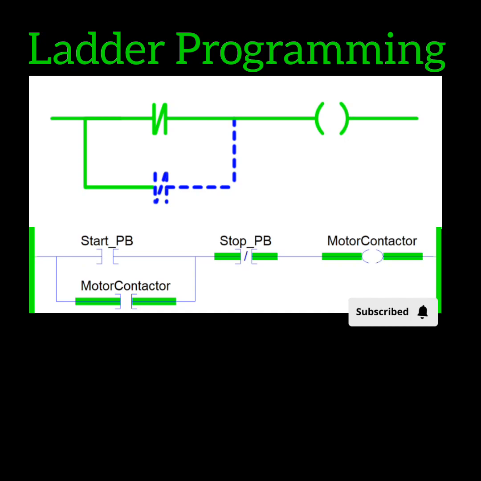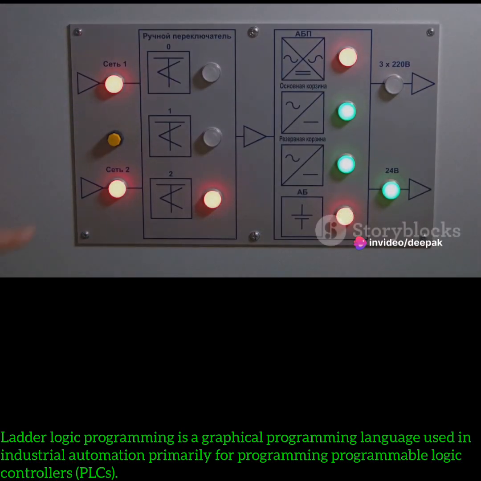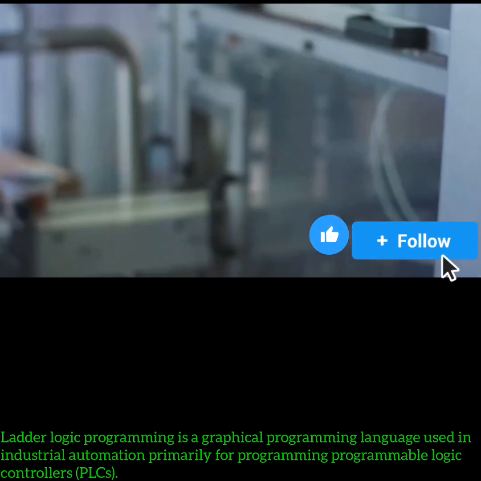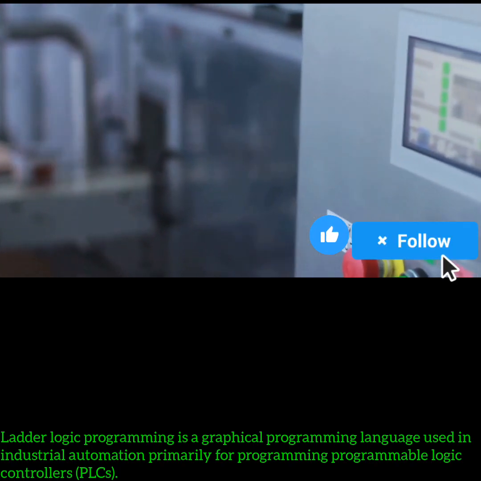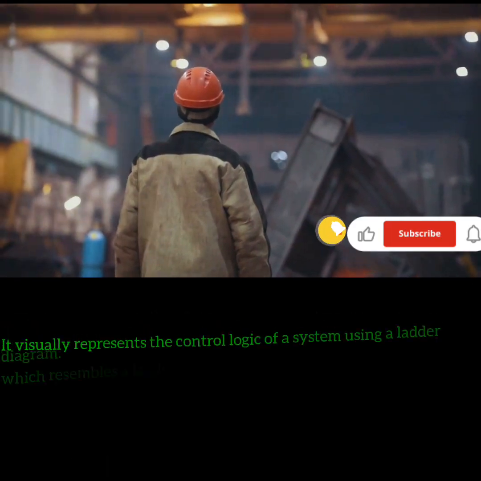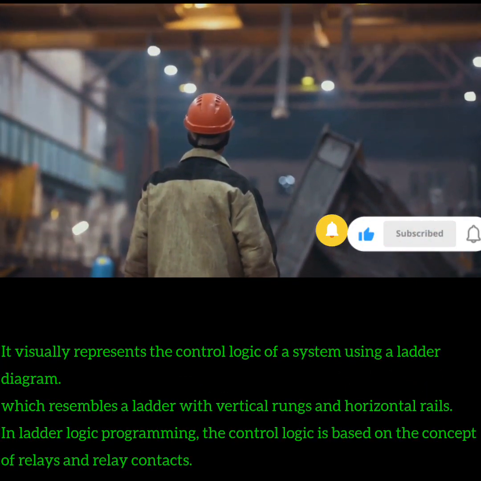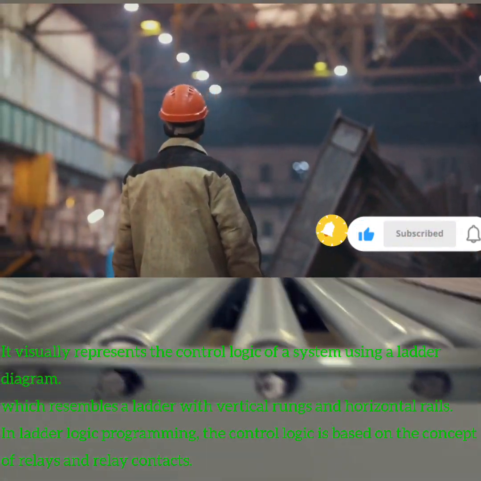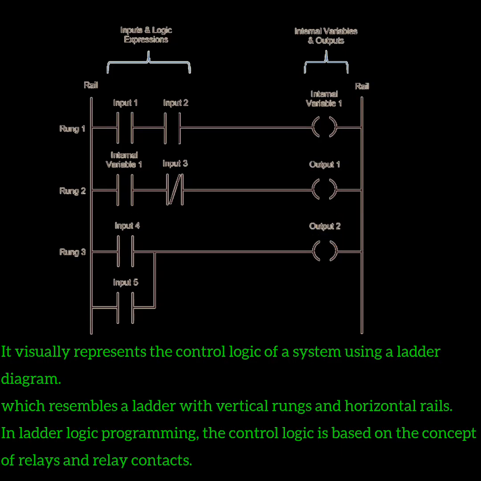Ladder programming. Ladder logic programming is a graphical programming language used in industrial automation, primarily for programming programmable logic controllers, PLCs. It visually represents the control logic of a system using a ladder diagram, which resembles a ladder with vertical rungs and horizontal rails.